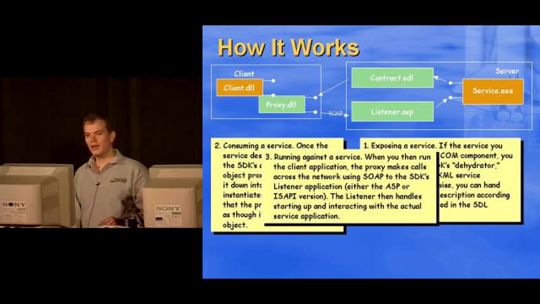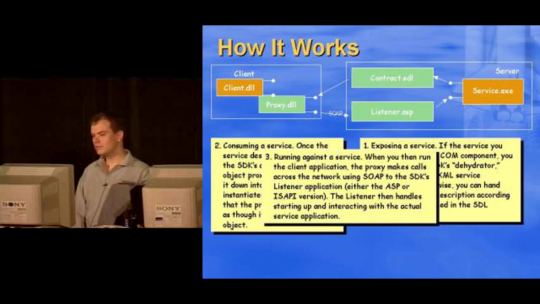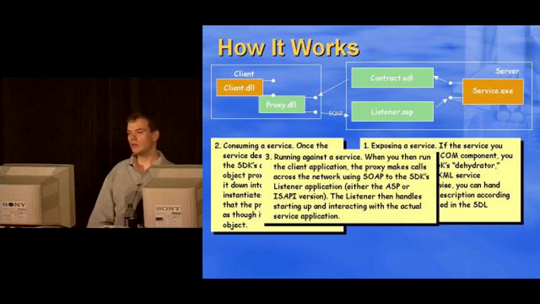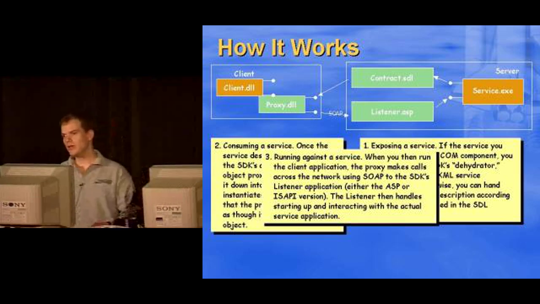Now, at a much lower level, or not too much lower, here is how this is actually going to work. It's a wizard. Let's say you start out with a COM component. You don't have to; you can have any arbitrary application, or you can start with nothing. We just make it very easy to take a type lib and convert it to a contract.